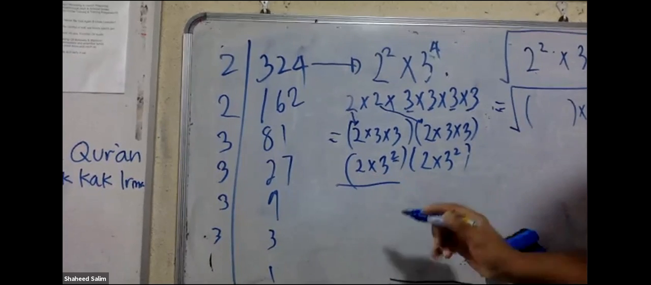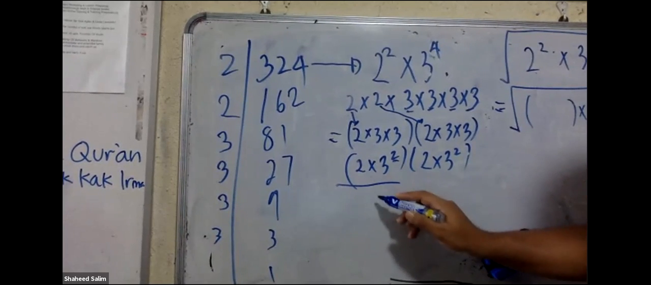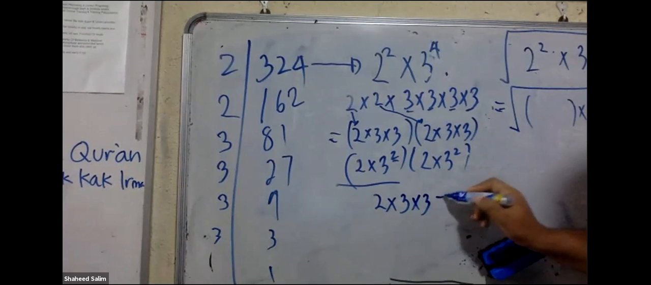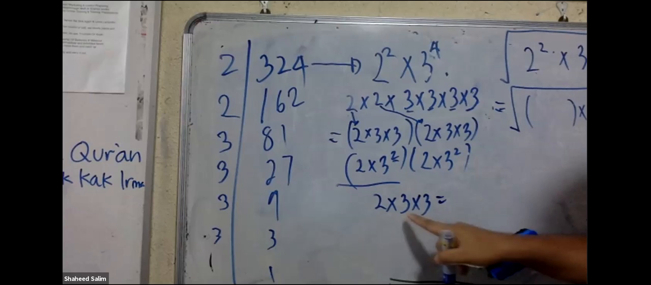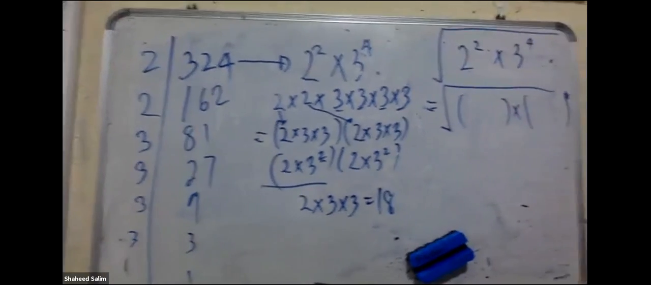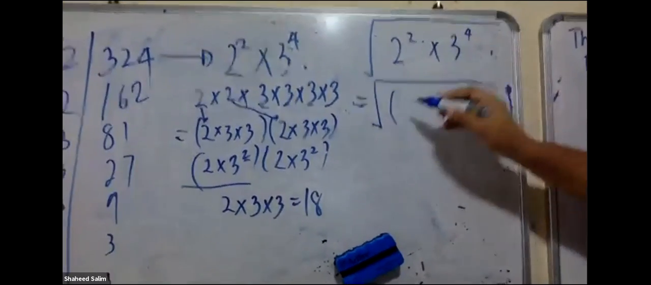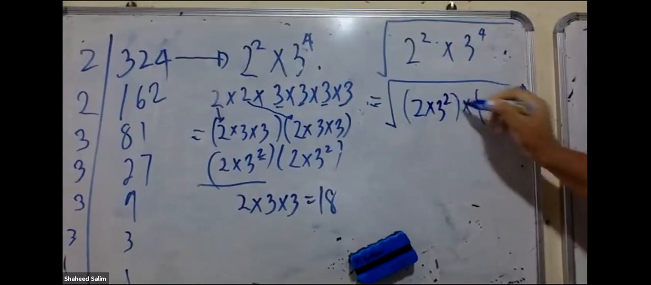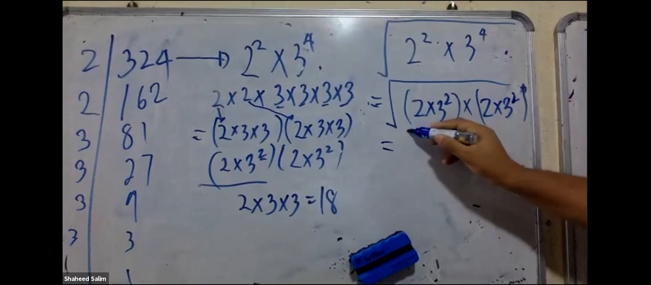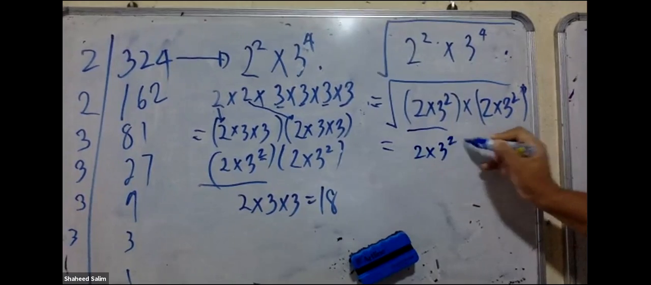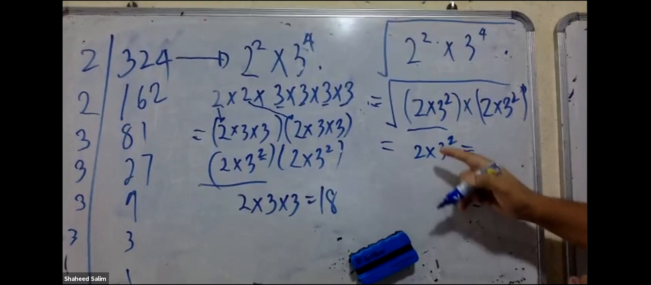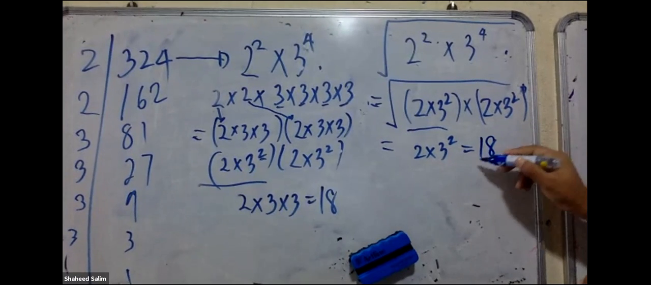Because remember, we want to find a square root. The answer is one of them. That means 2 times 3 to the power 2. This is 2 times 3, 6. 6 times 3, 18. So I just repeat down here. You put 2 times 3 to the power 2. So what's the square root? It's one of the numbers: 2 times 3 to the power 2. But they want to know what exactly is the number. 2 times 3 times 3. 2 times 3 times 3 is 18.